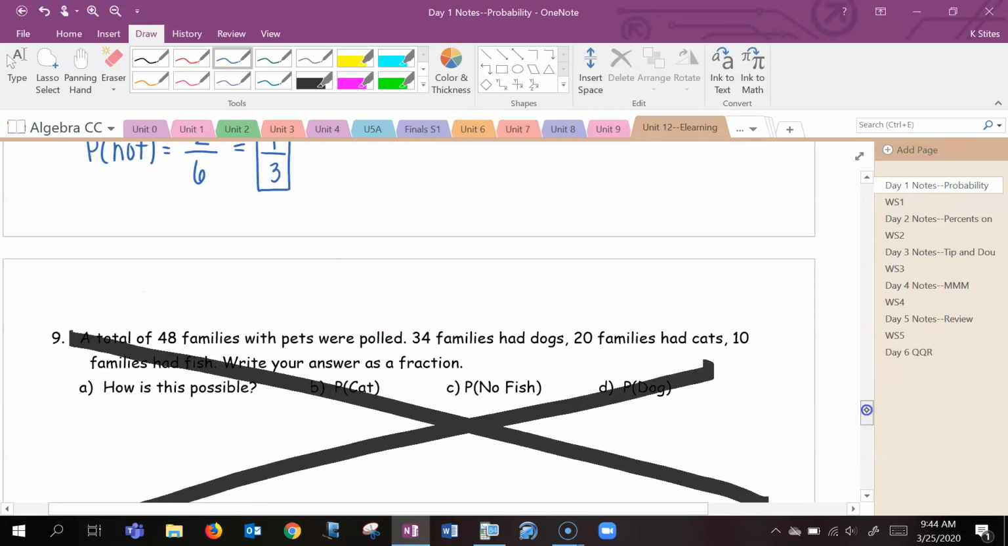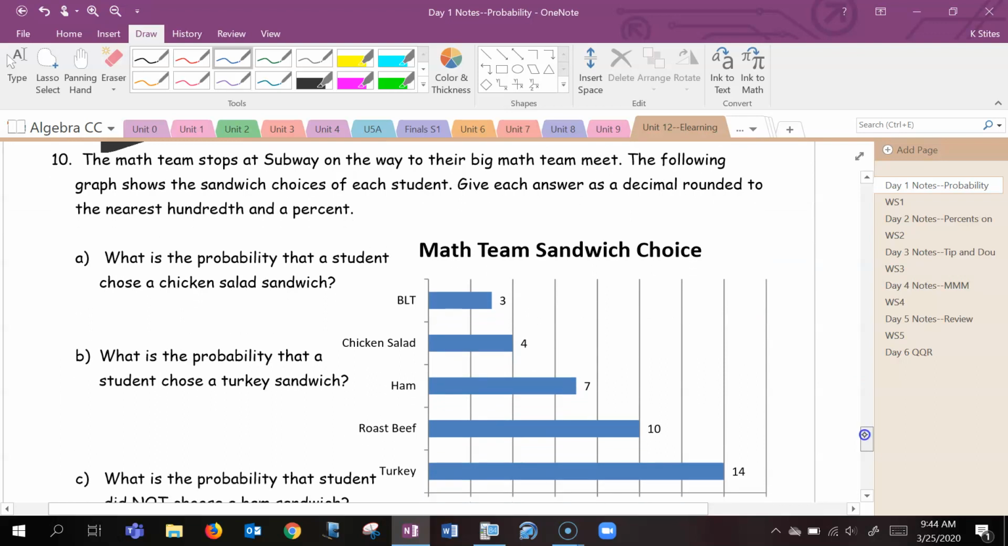All right, flip the page. We only have one more. We're skipping 9. We're going to go to 10. We have a bar graph here. The math team stops at Subway on their way to their big math team meet. The following graph shows the sandwich choices of each student. Give each answer as a decimal rounded to the nearest hundredth and a percent.